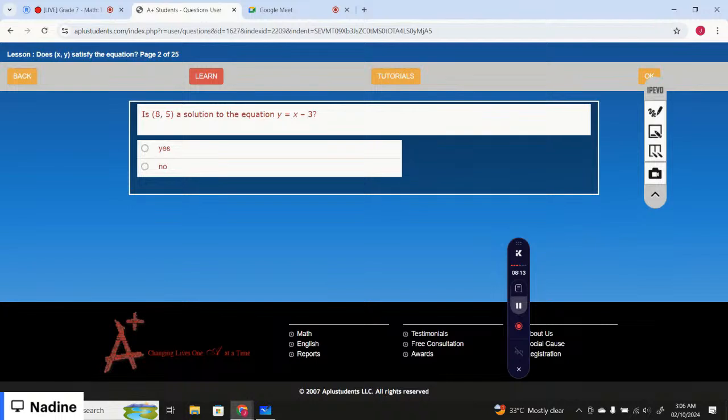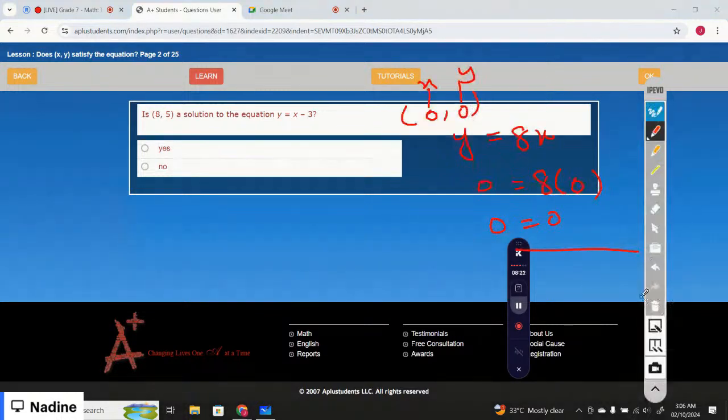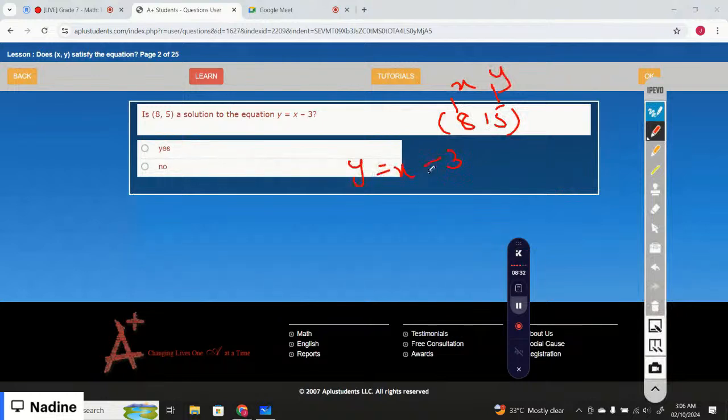Is (8, 5) a solution of the equation y equals x minus 3? So you are given the ordered pair (8, 5), right? x is 8, y is 5, right? The equation you are given is y equals x minus 3. y is 5, x is 8, minus 3. So 5 is equal to 5. They both are exactly equal.